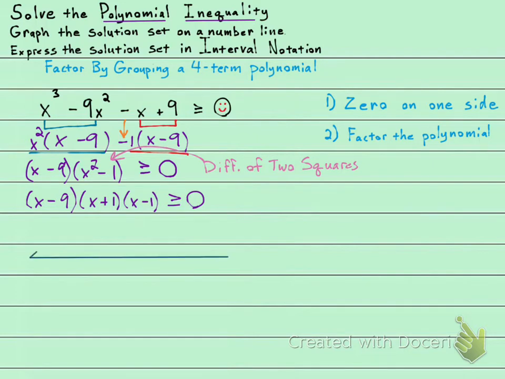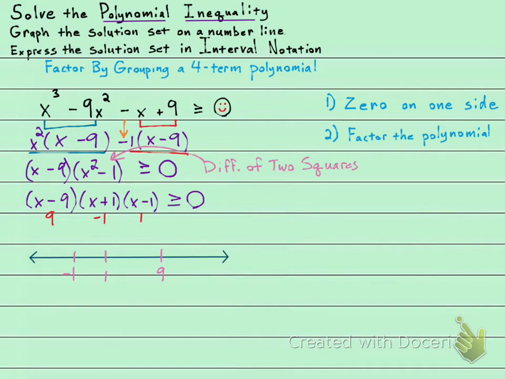Now I can go to my number line. I'm going to put my boundary points. I have a boundary point here at 9, I have one at negative 1, and I have one boundary point at positive 1. So let me go and show that on the graph. 9 would be the farthest one to the right, 1 would be there, negative 1 will be here. I'm going to test a point in between every one of these.